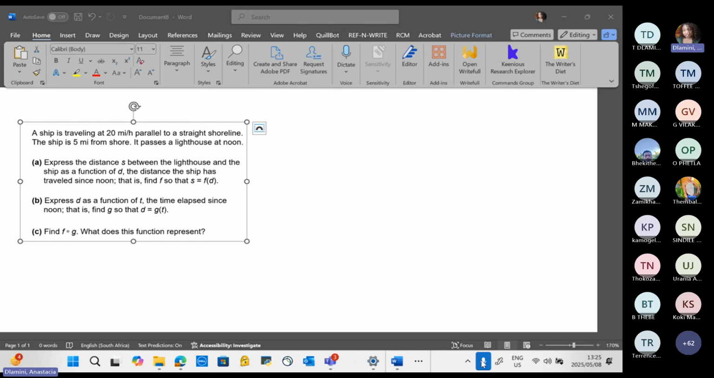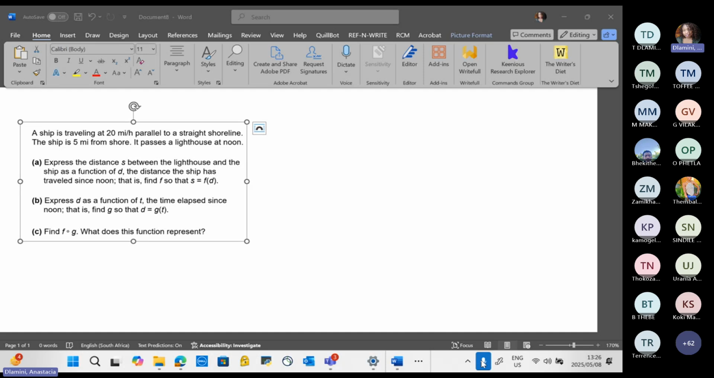In the exam, if the question comes, it will say a ship is traveling 20 kilometers per hour parallel to a straight shoreline. The ship is 5 kilometers away from the shore. It passes the lighthouse at noon. Does it make sense? Yes. So in the exam, we'll be using our own metric units. Instead of pounds or dollars, we'll be using rands.